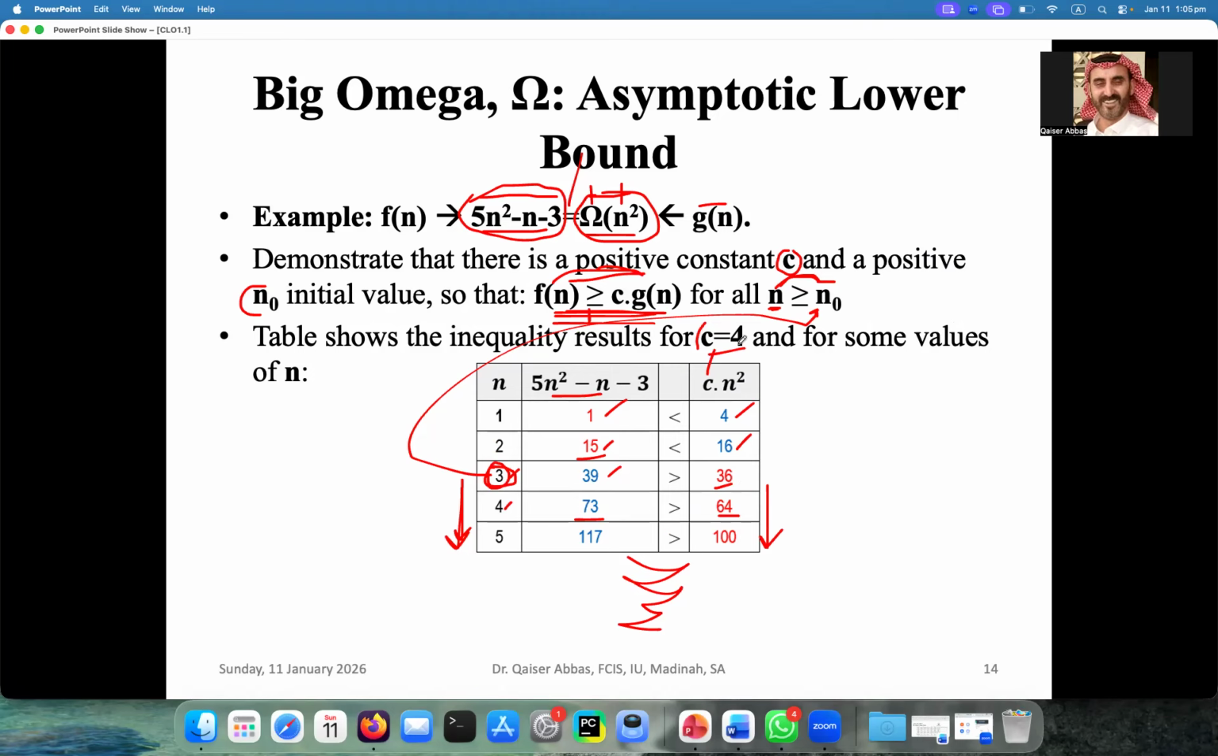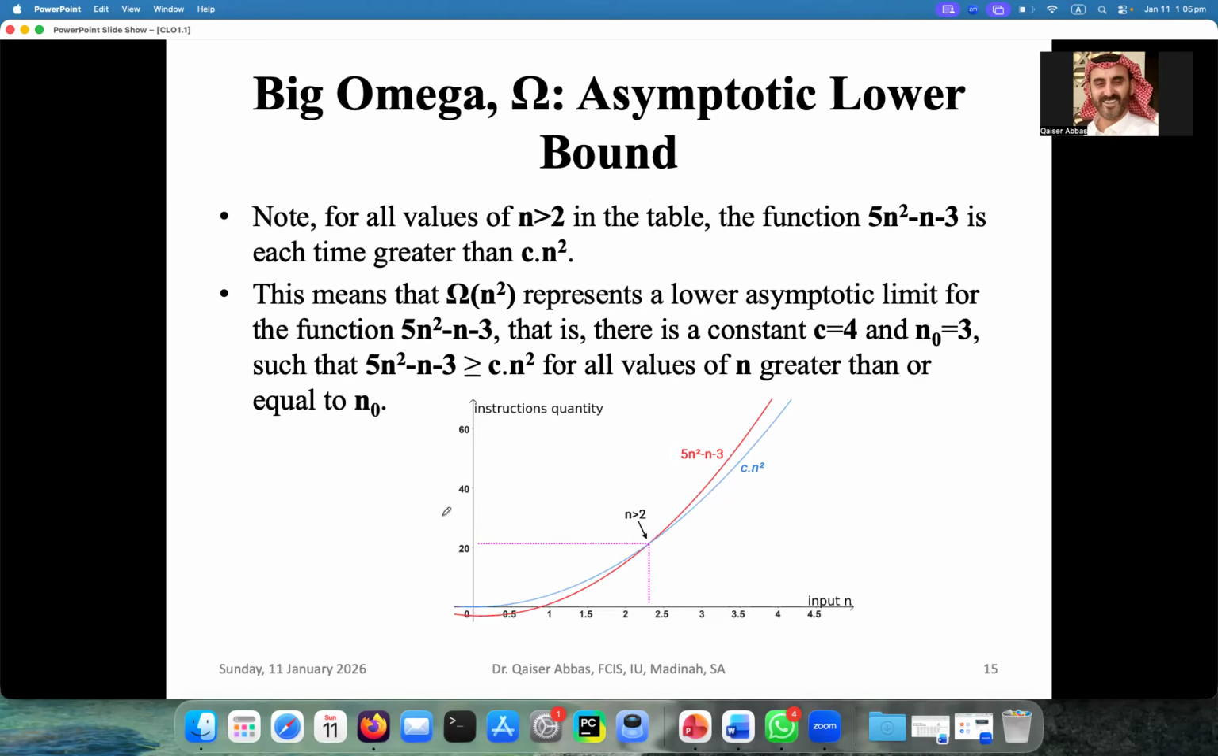C is equal to 4 and N0 is 3, yeah? Now, by taking these values in the table, draw the graph. If you draw the graph, this would be the situation. Here, it is not exactly 3, but it is depicting between 2 and 3. But you can move it.